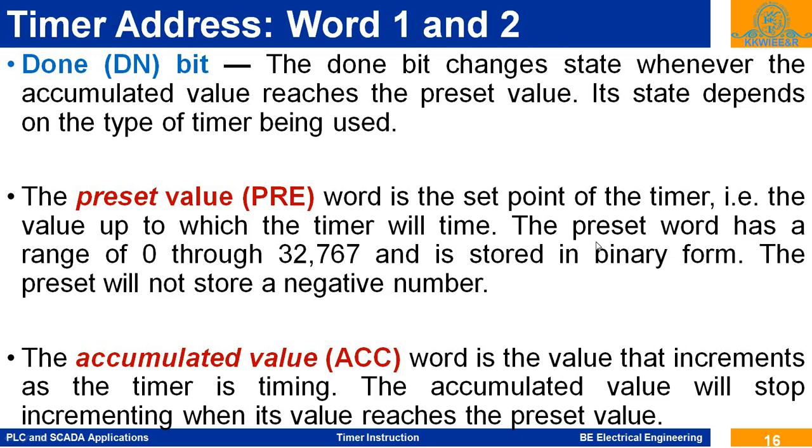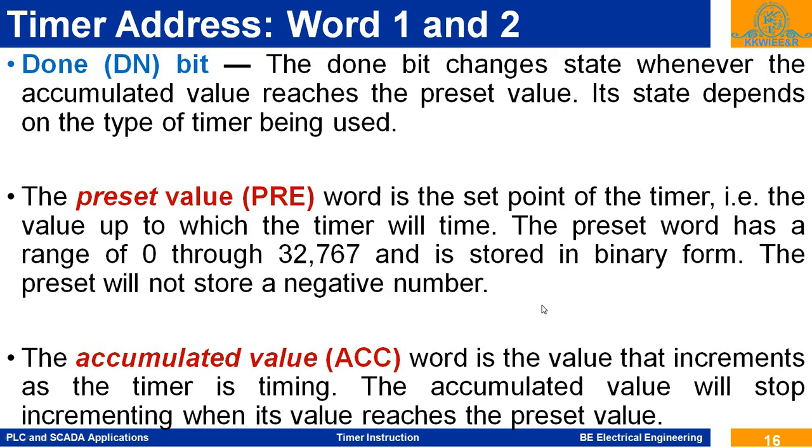What is the maximum value we can set in the preset? That is 32767, the maximum value. It is based on the time base selected. Okay, so this is the maximum number we can enter in the preset.